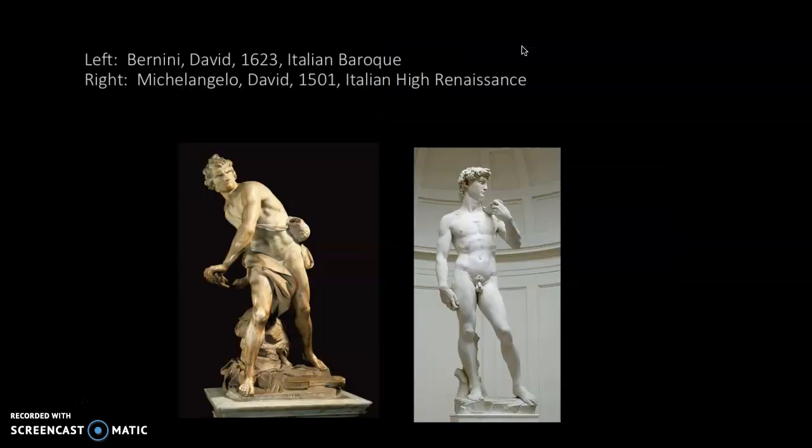So I mentioned that Bernini was also a sculptor, and here we see yet again another version of David, the Old Testament underdog hero.